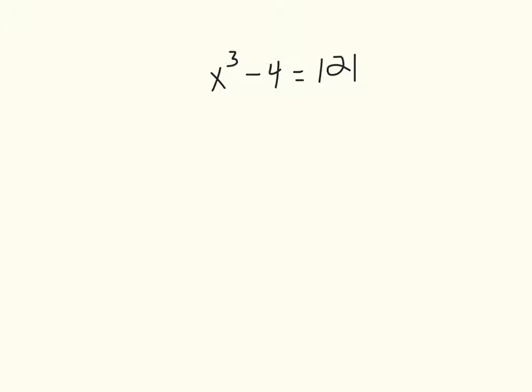Can you try this one? Hit play when you're ready to check your answer. One more time, I got two operations. I've got a power, and this time I've got a minus. I'm going to get rid of the most simple one, which is minus. The opposite of minus 4 is plus 4. So I'm going to do plus 4 on both sides.